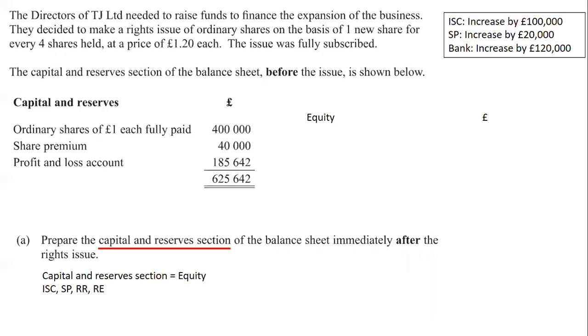So start off with the heading equity and the pound symbol. So the issued share capital goes up by 100,000. So 400,000 plus 100,000 is 500,000. Share premium goes up by 20,000. So 40,000 plus 20,000 is 60,000. And the profit and loss account, which is the retained earnings, doesn't go up by anything. So it stays the same. Add them up and we get 745,642. Now that was 6 marks to do that.